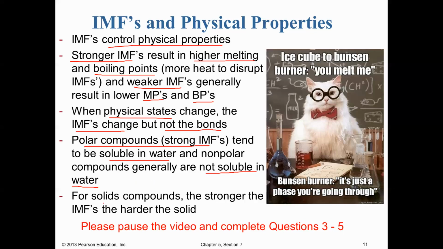And if we have a solid, typically the stronger the IMFs, the harder the solid will be. So something that crumbles really easily, like talcum powder, is going to have weaker IMFs than, say, something that's very rigid.